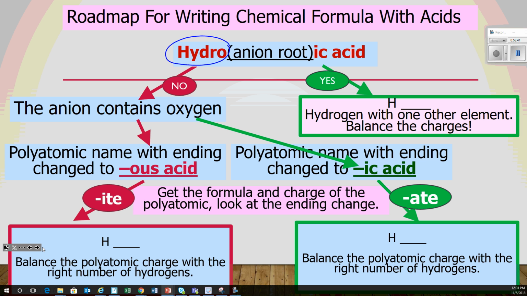By the way, what is my positive ion on all of the acids? Hydrogen, H+. So that first column that says positive ion, it's all H+. So that's an easy fill-in for those of you that are ahead.